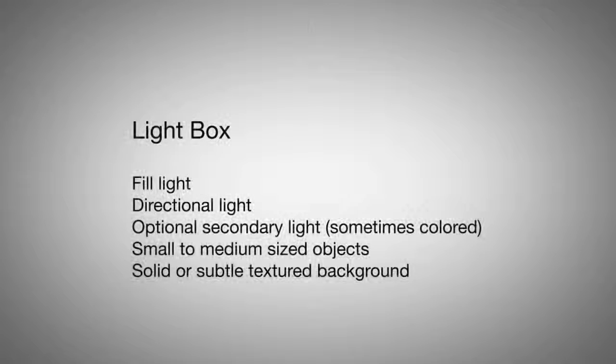The first type of environment we're going to talk about here is the Lightbox. Now, you can think of the Lightbox as a small room where you're taking a photo of your model with a few specific lights in place. These lights would include a fill light, a directional light, and sometimes a secondary light that may or may not be colored. The Lightbox type of environment usually is reserved for small to medium-sized product renderings, and oftentimes will have some sort of solid or subtly textured background to assist in making the rendering a little more compelling.